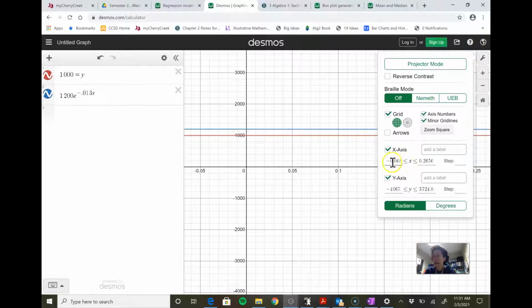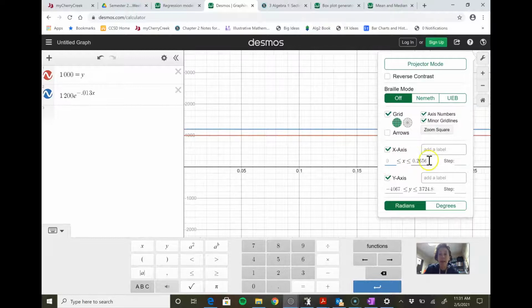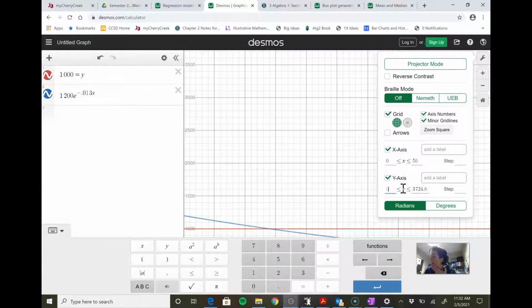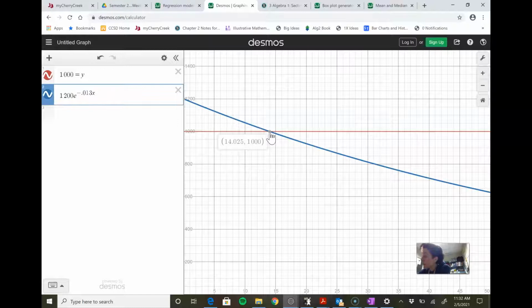So if x is my time, let's say a high school, if the least amount of time I have is 0, then let's just go up to 50 years. X is time. And there we go. And then for y, if I'm thinking about the population of a school, the least would be 0. And I'm going for 1,000, so I would like to go a little bit more than 1,000, like 1,500. And then we should be able to see, and so again, there's that dot. 14.012 is my time. So in 14.025 years, the population will have decreased.